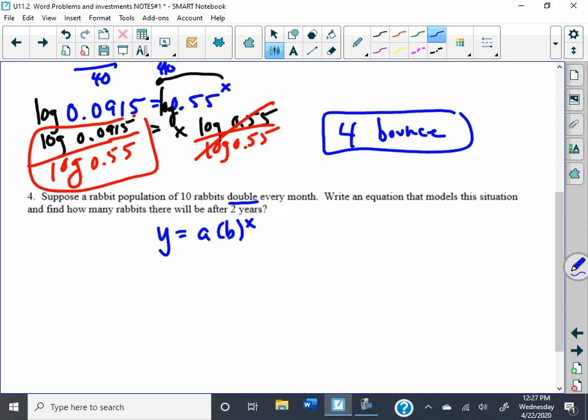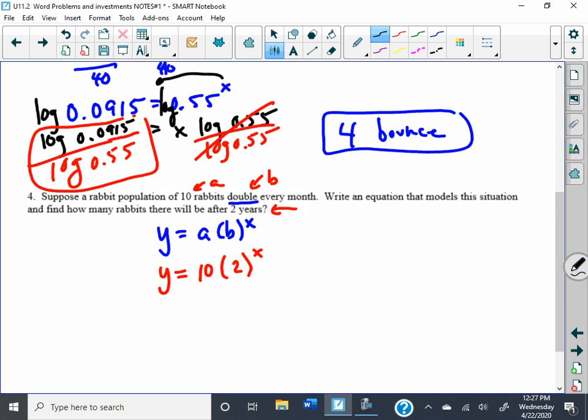All right, so we start with 10 rabbits, so a is 10. That's a, our starting amount. B, we're doubling, so that's what our B value is, and it says it doubles every month. Now it tells us what x is. It says 2 years. We're going to use that to solve for the final amount. So plugging the numbers in, the equation would be y equals 10, starting with 10, and we're doubling it, multiplying by 2 to the x power.